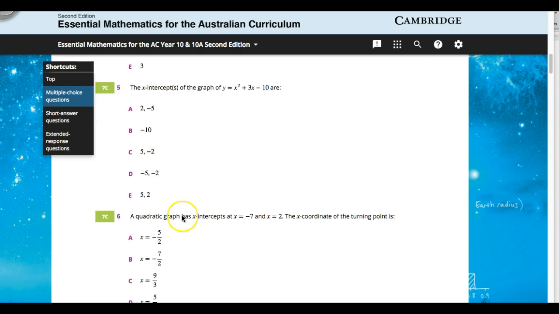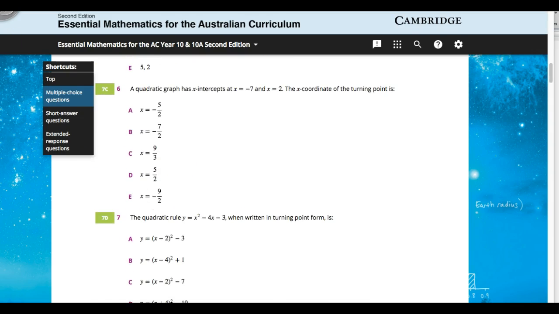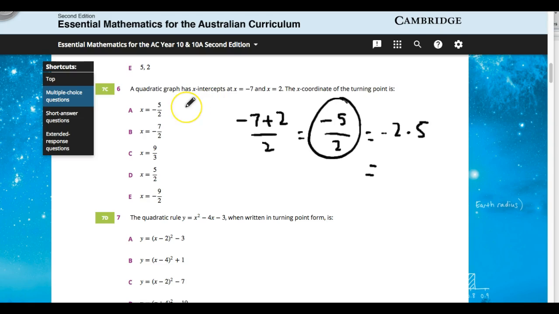Let's keep going. Question 6, a quadratic graph has x-intercepts at negative 7 and 2. The x-coordinate of the turning point is... So remember your turning point is halfway between the two. So we just simply add them together and divide it by 2. So we have negative 7 plus 2 is negative 5. Don't get caught up with that thinking it's 9. And that's negative 2.5. And it wants us to do it as a fraction. So there we go, negative 5 on 2, which is A.